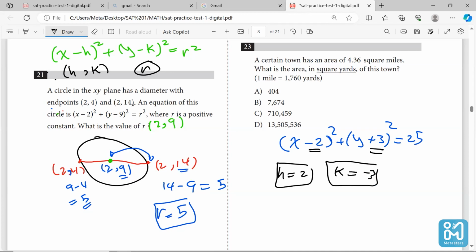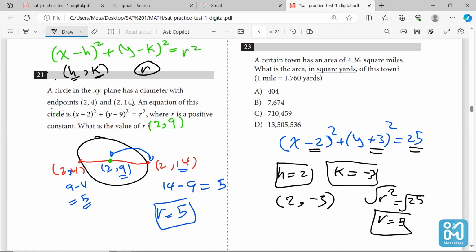And don't forget, our center is (h, k). What's the h here? 2. And the k is negative 3. And this represents r squared equals 25. I'm going to take the square root, so r equals 5. So this is an extra question.